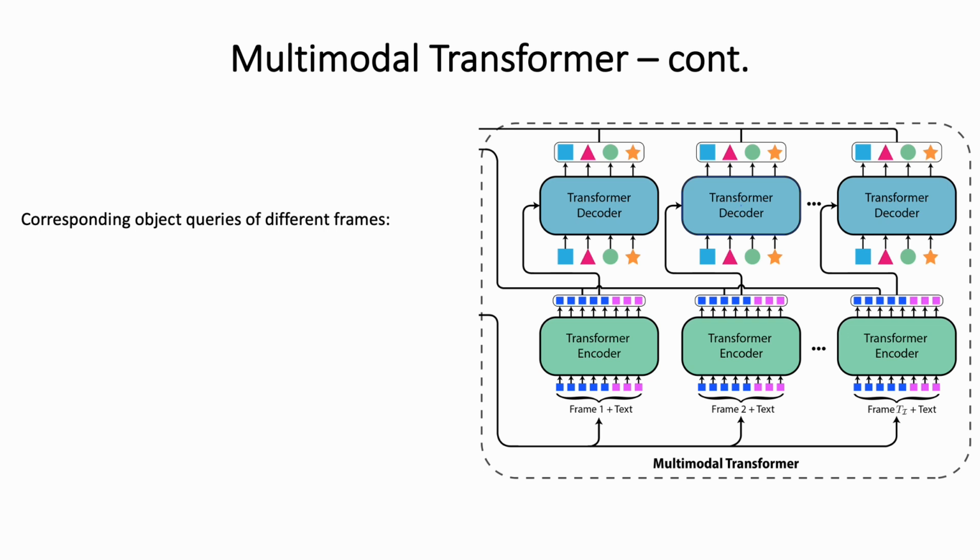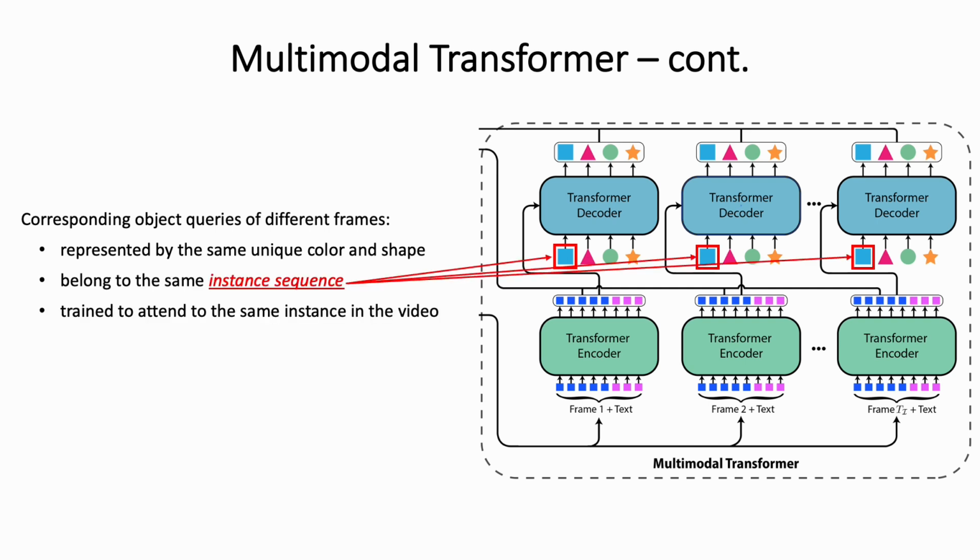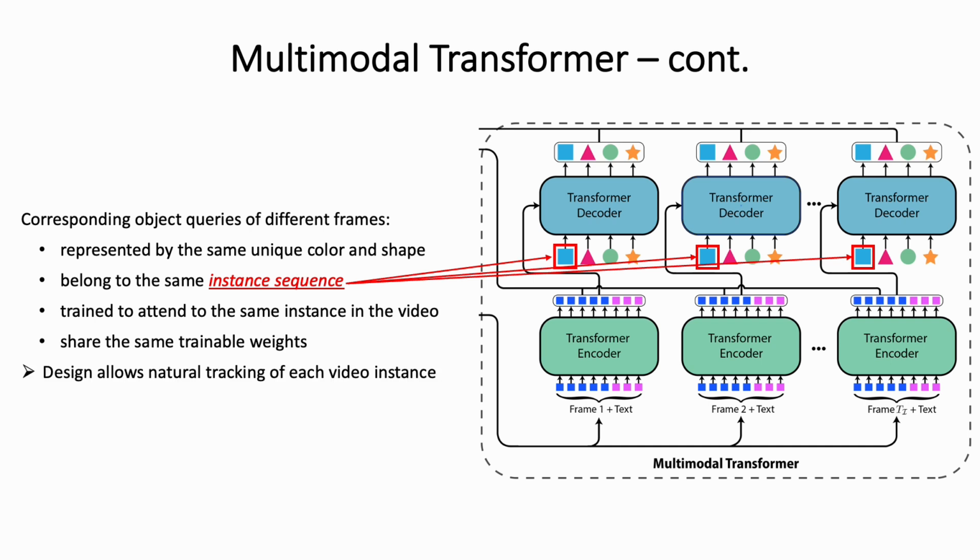We note that corresponding object queries of different frames, like the set of blue rectangles on the right, are represented by the same unique color and shape, belong to the same instance sequence, are trained to attend to the same instance in the video, and share the same trainable weights. This design allows for natural tracking of each instance in the video.